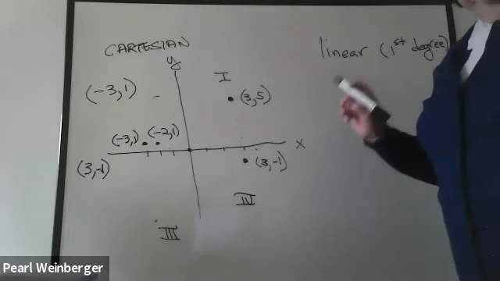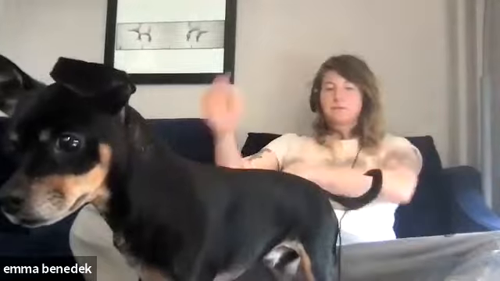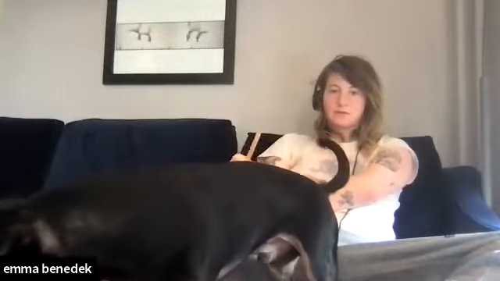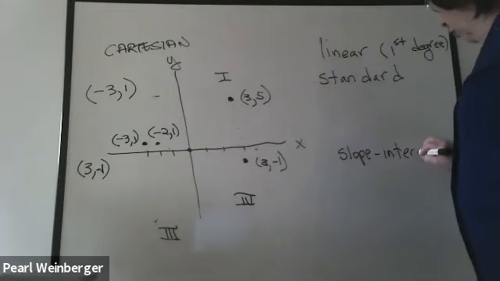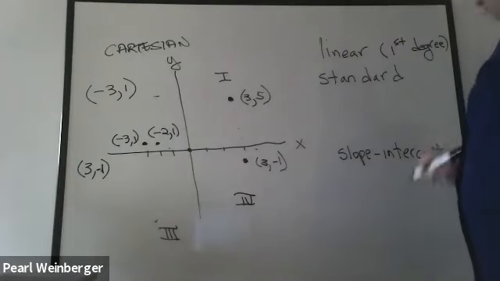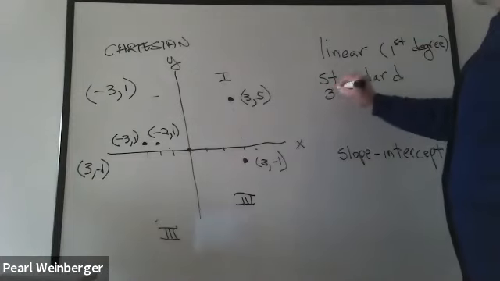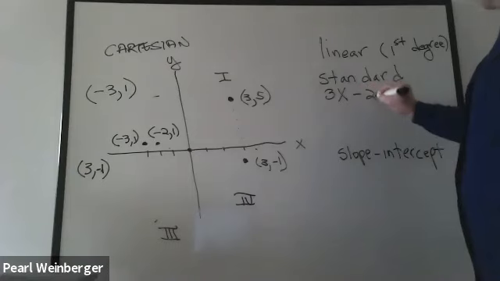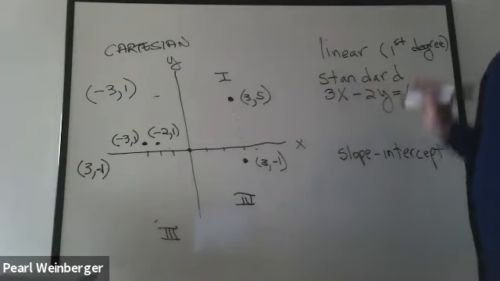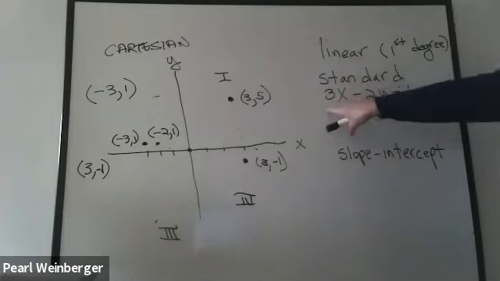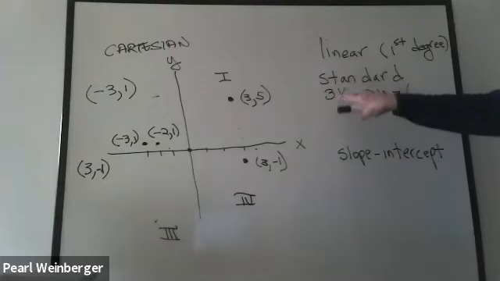Okay. Now, there are two ways we often see these equations written. One is called the standard form, and one is called the slope intercept form. These are the two most common formats for these equations. In the standard form, you're going to have something like this: 3x minus 2y equals 6. This is an example of a linear equation in standard form.